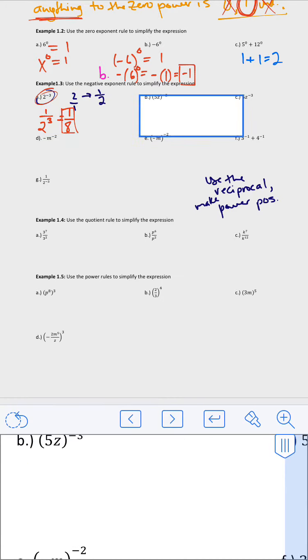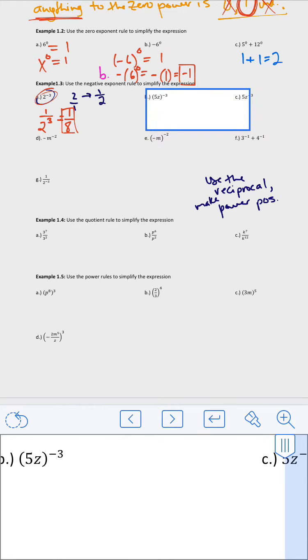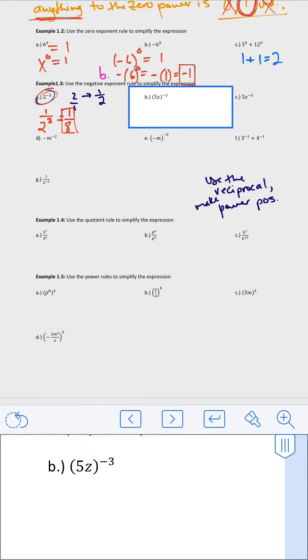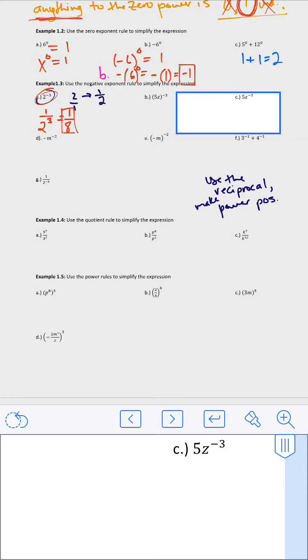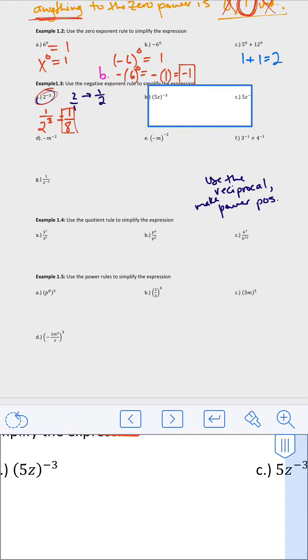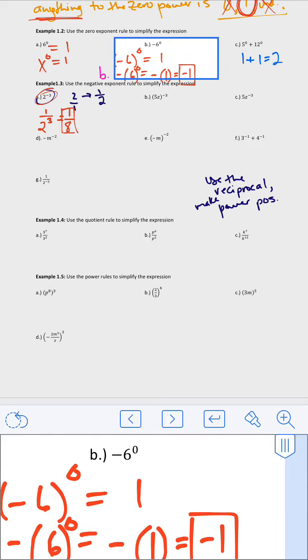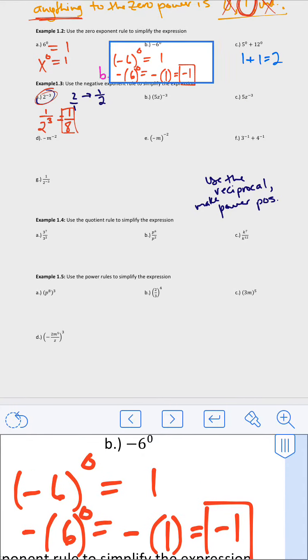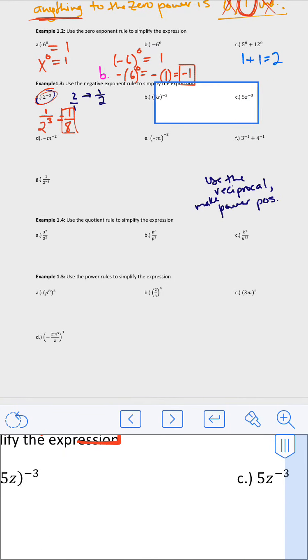All right. We're going to look at B and C together because they're so very similar. We have 5z to the negative third and 5z to the negative third. But there is something different. There's one thing different about these. Do you see what it is? Right, it's that negative situation again. It's the same situation as we had up in B of the last problem. So let's take a look at these because it's going to change our answer.